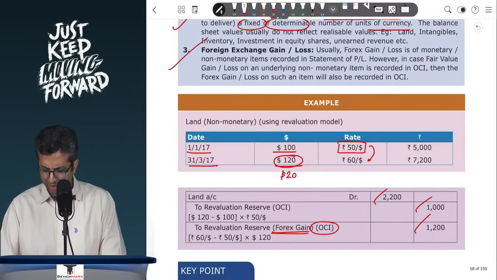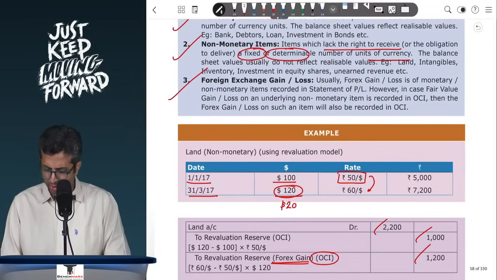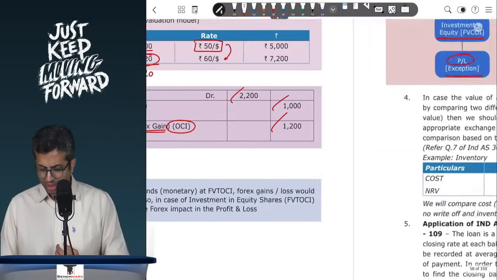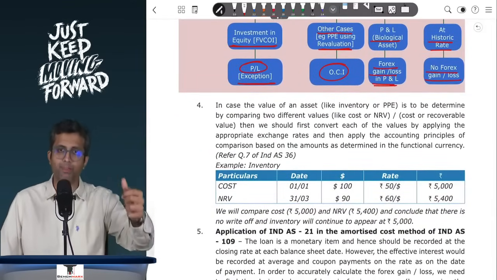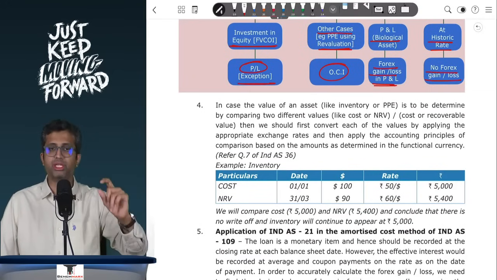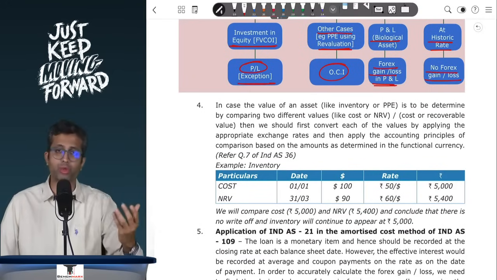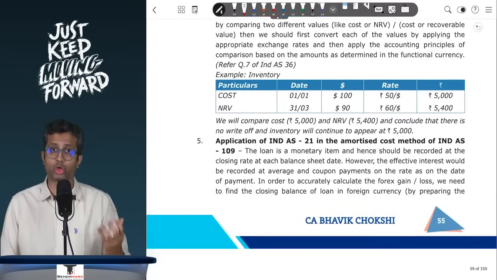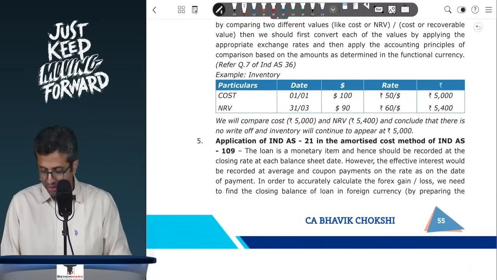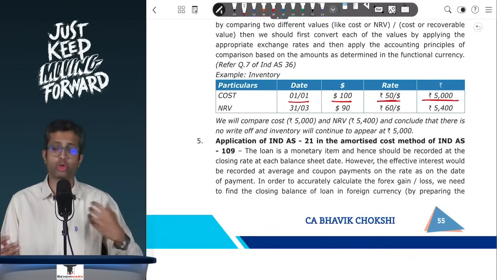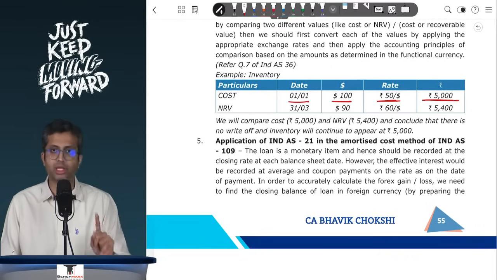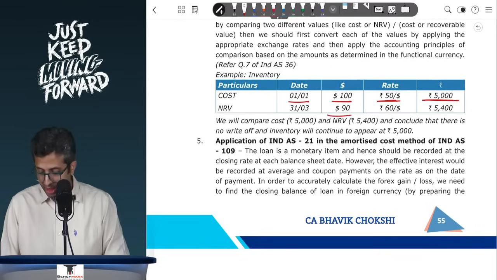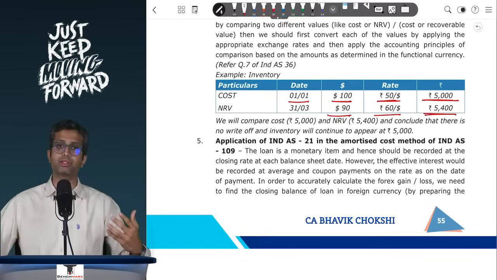Okay, so as mentioned over here, foreign exchange gain or loss will usually be taken to the P&L. Now there are certain special cases over here as well, like what happens if I have to compare the cost with the NRV to decide the balance sheet value. Like for inventory, at each balance sheet I'll have to compare the cost with the NRV. For example, if the cost of the inventory was $100 when you purchased, the rate was 50, and hence the total cost in rupees is 5,000. But the NRV at the balance sheet date is $90 when the rate actually is 60, in which case the rupee balance is 5,400.